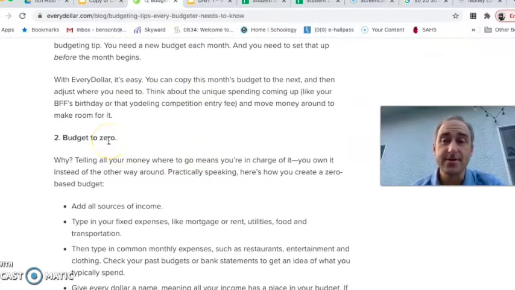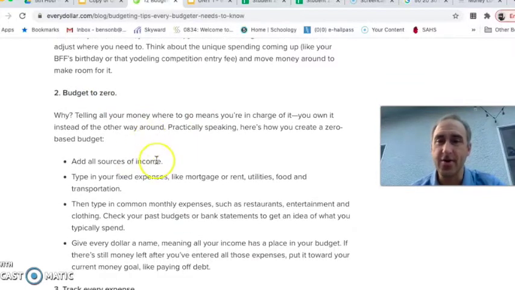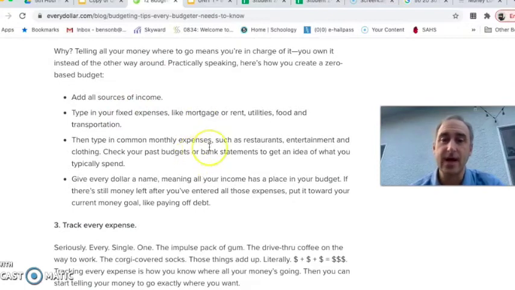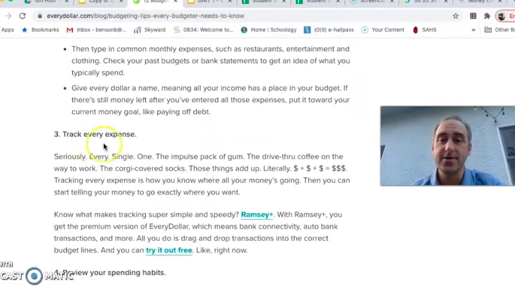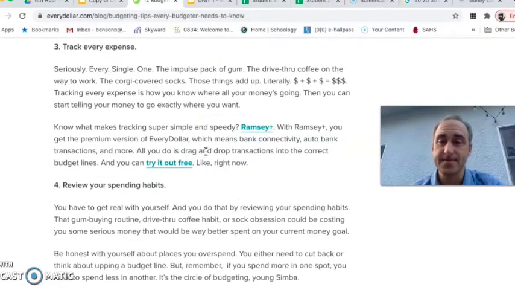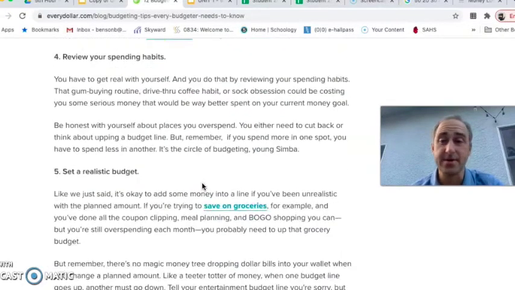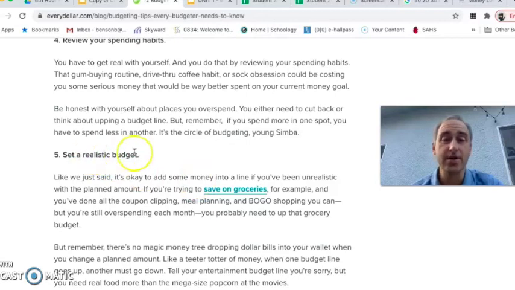Number 2, budget to zero. Add all your resources, your income, your fixed expenses, what's common from month to month. Give every dollar a name and a meaning. Then you're going to track your expenses. Then you're going to review your spending habits. Then you're going to set a realistic budget.